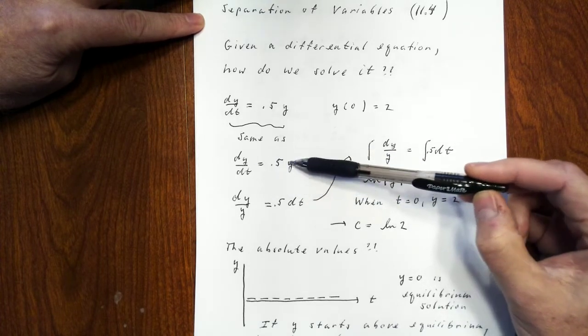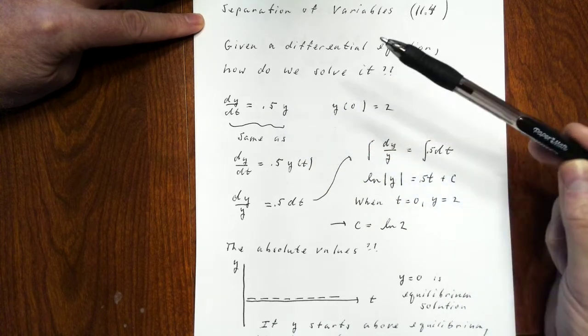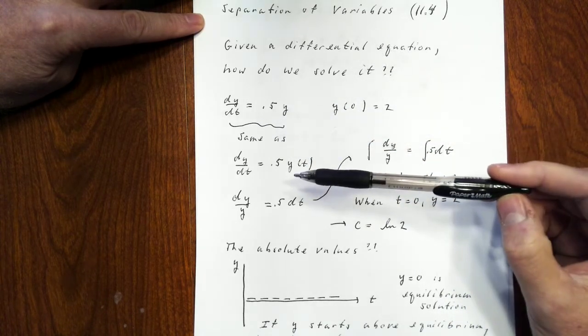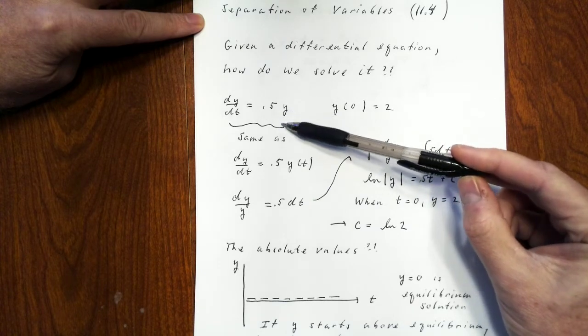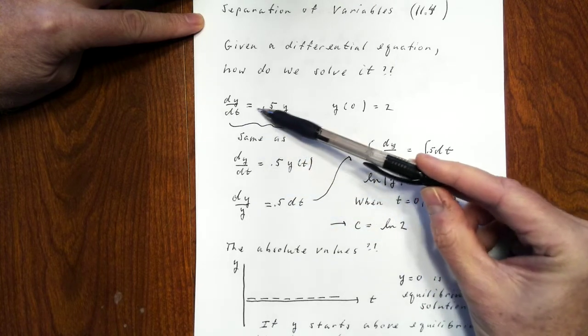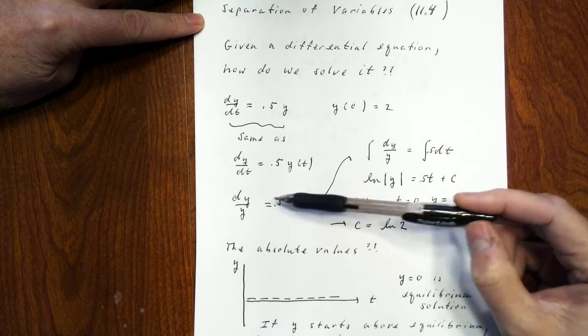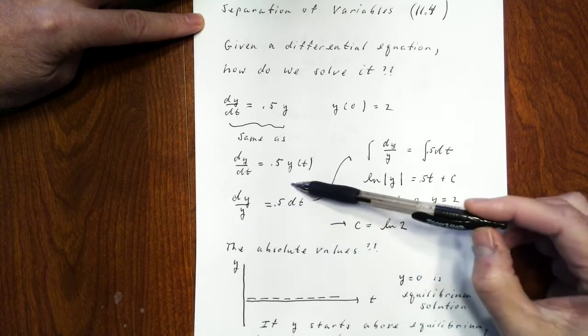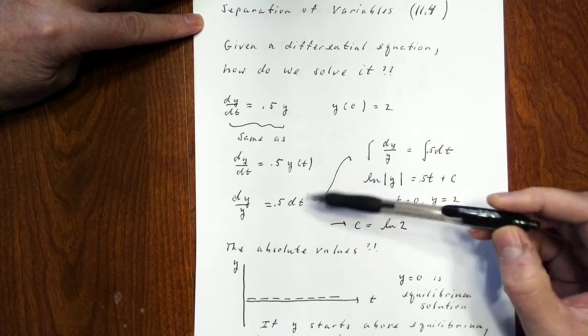But what we'll do is we will take this and we will put all the y stuff on the left side and all the dt stuff on the right side. So if I divide by y, I get dy over y, and if I multiply each side by dt, I get 0.5 dt. So all of the y stuff is on one side, all of the t stuff is on another. We have separated the variables.